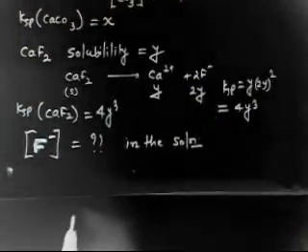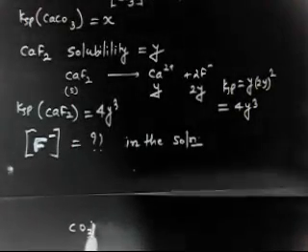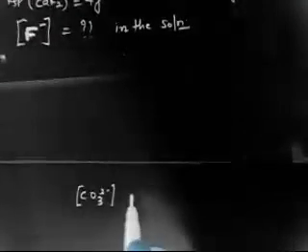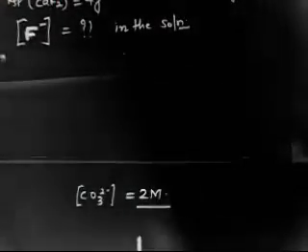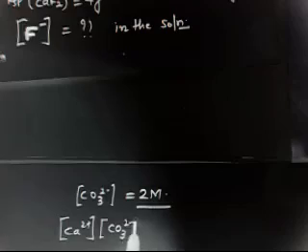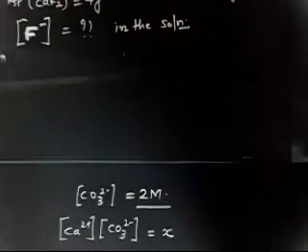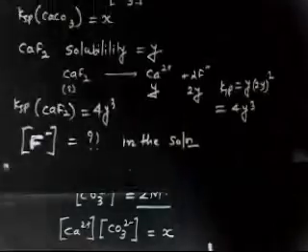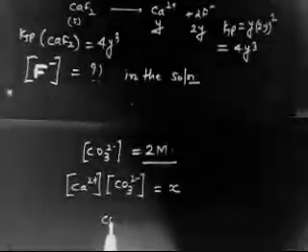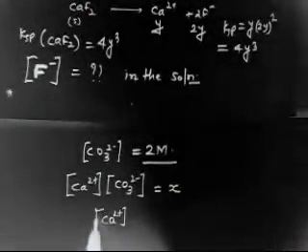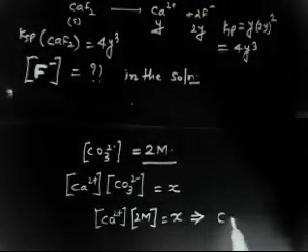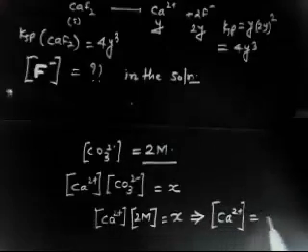So let us see. You know the concentration of CO3 minus, that is basically 2m. This is given to you. And KSP for CaCO3 is X. You check your copy, you will get the same thing. X is given to you, see here. So KSP for CaCO3 is X, and CO3 minus is 2m. So you will have Ca2 plus is basically X by 2. So from here you can say Ca2 plus is X by 2.